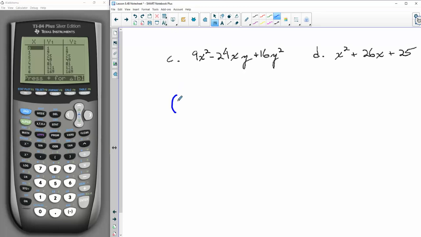All right, let's do this like this. Okay, I'm thinking 3x times 3x is 9x squared. 4y times 4y is 16y squared. If I multiply 3x times 4y, I'd get 12xy. And 12xy doubled is 24xy. And I see that subtraction sign. I'm done. That's it.